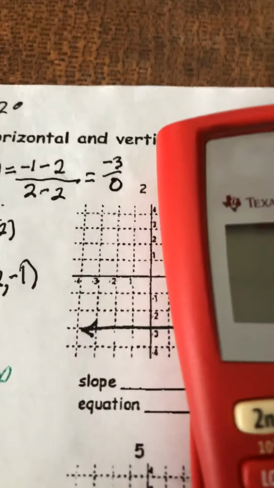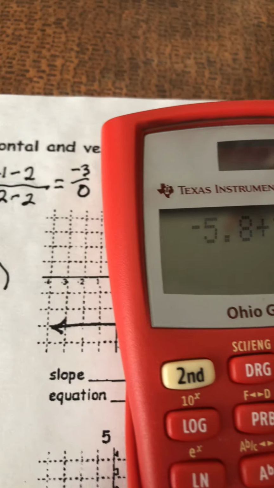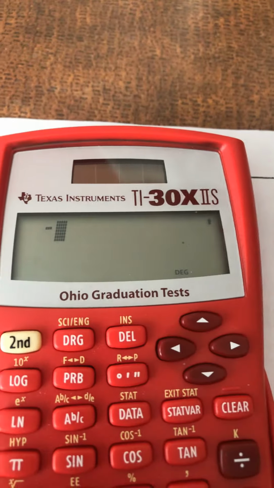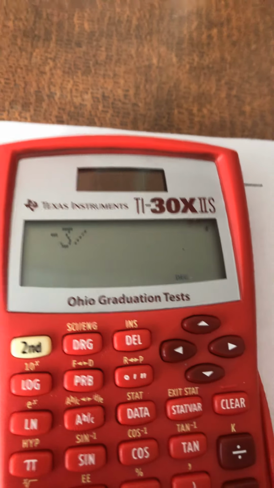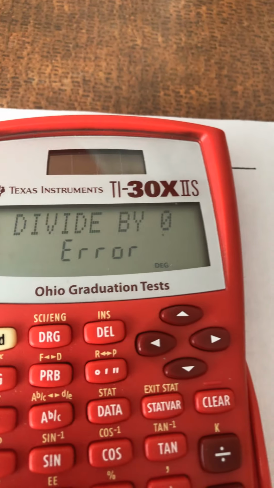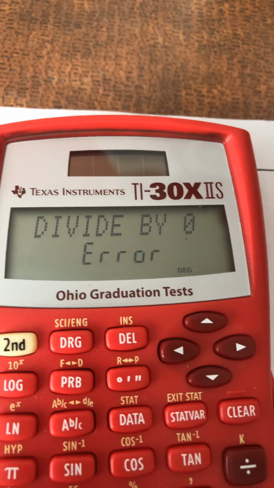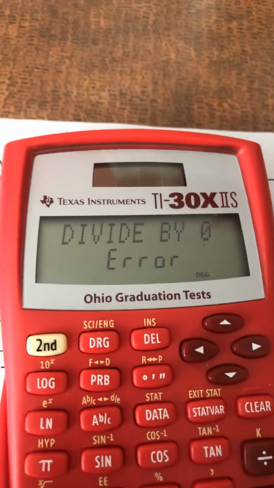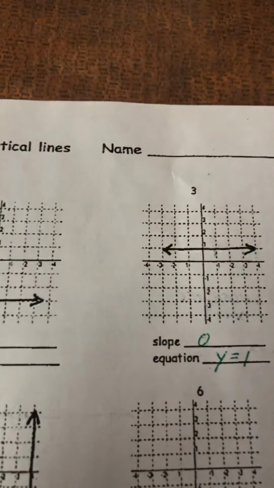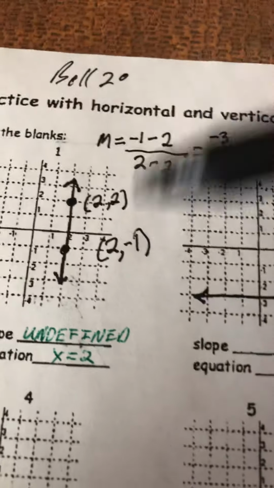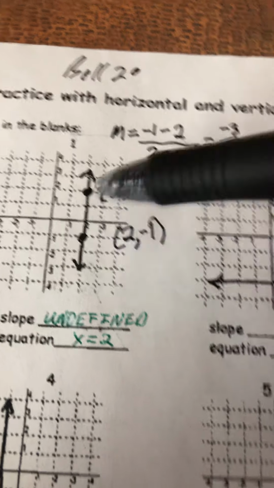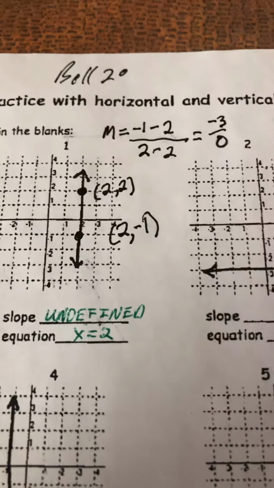So when I do -3 divided by 0, look at what happens. Error, divided by 0. So that's undefined. That's an undefined slope. It will always come up as an error. That means it's going to be a vertical line.